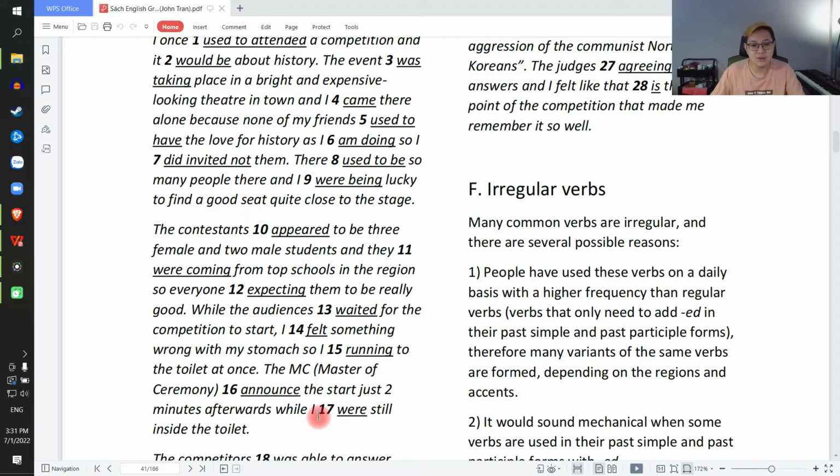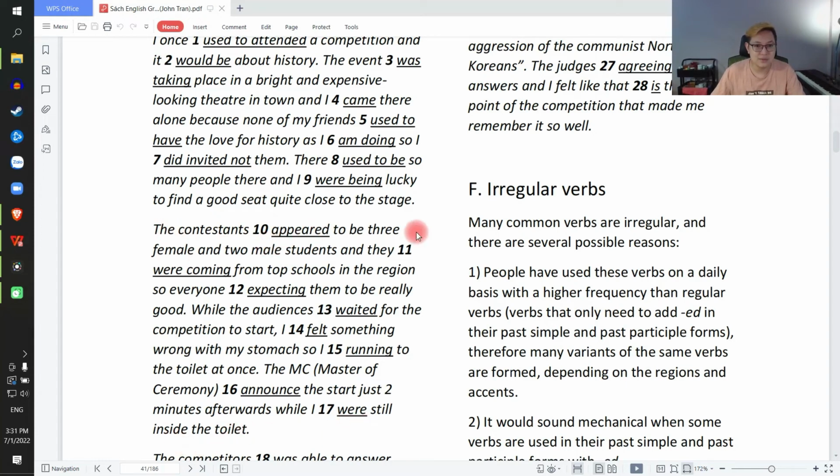Cái số 17 các bạn thấy tranh luận là tại sao cái hành động ở trong toilet có thể diễn ra vài phút lận, mang tính tiếp diễn, mà tại sao không phải là I was being still inside the toilet? Tại vì cái was being đó nó nghe thì không có tự nhiên chút nào cả, không ai nói vậy cả. Cho nên số 17 là I was still in the toilet.